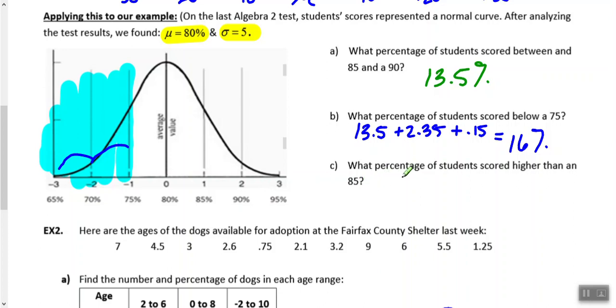Now part C, what percentage of students scored higher than 85? So 85 is one above, and I want everything higher, which again, I need to take my 13.5, add the 2.35, and add the 0.15, which gives me 16%.